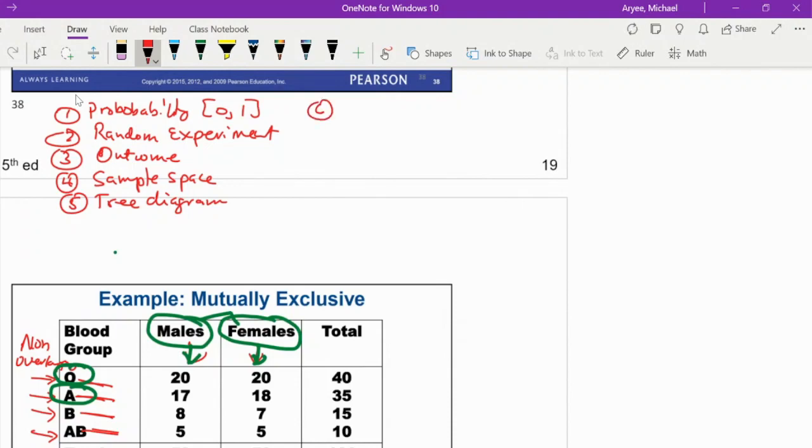We also learn about events. We said events are a subset or a portion of the sample space, one or more outcomes of the sample space. Then from there, we started looking at some key phrases, like complementary events. We say complementary events usually use a keyword not. All right.